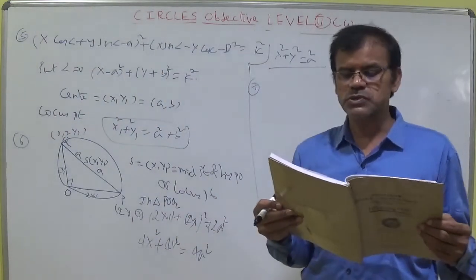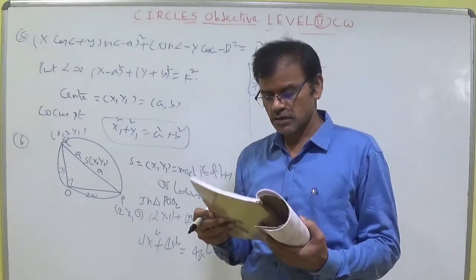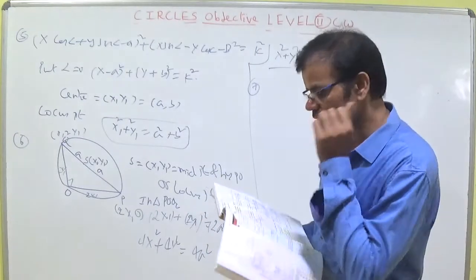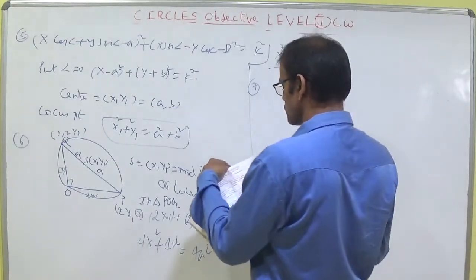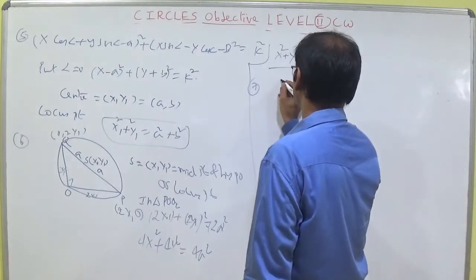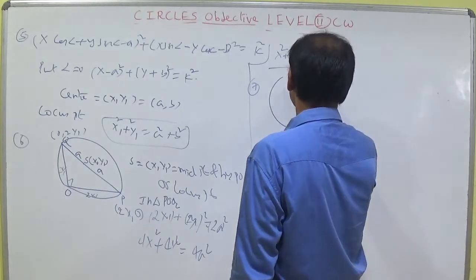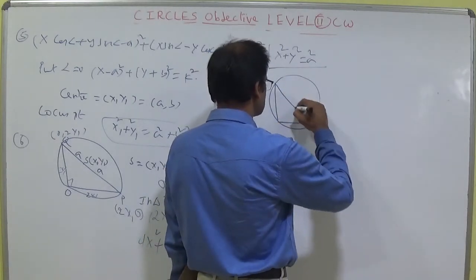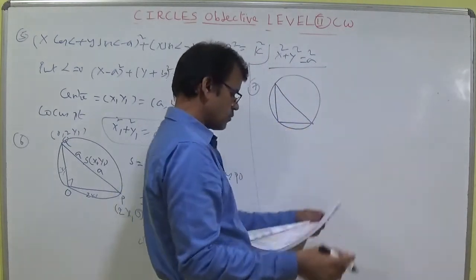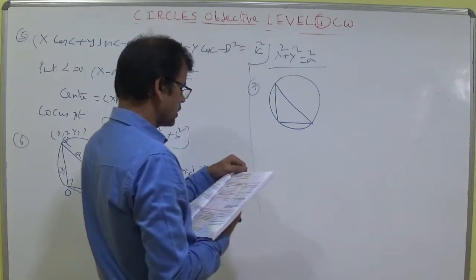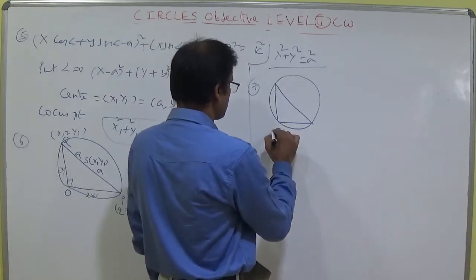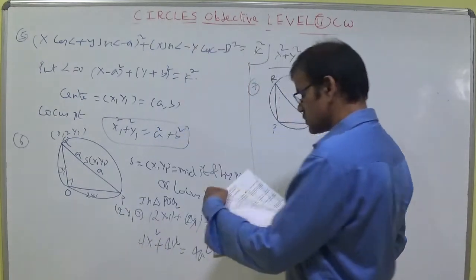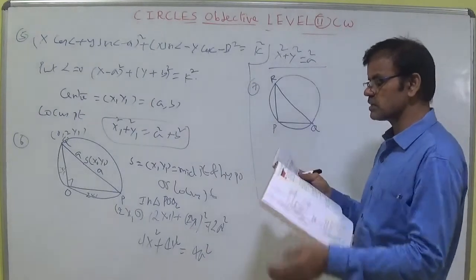A right angle isosceles triangle is inscribed in the circle. Find the length of its side. First draw the circle. A right angled isosceles triangle, draw like this. Put here O, A, B concept. Put P, Q, R as names. A right angled isosceles triangle inscribed in this circle.